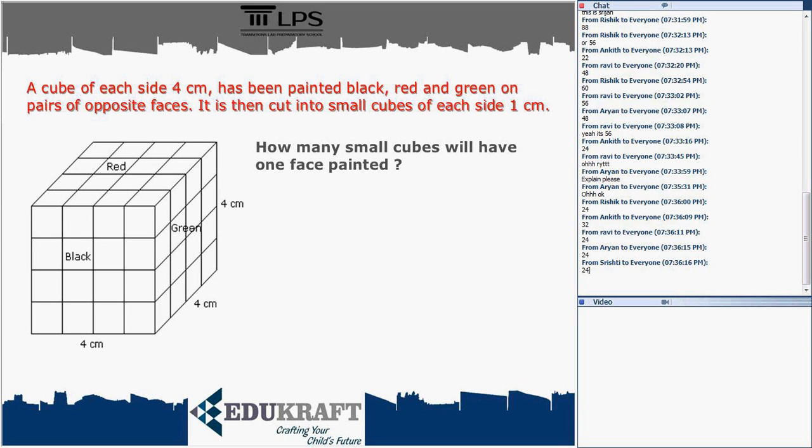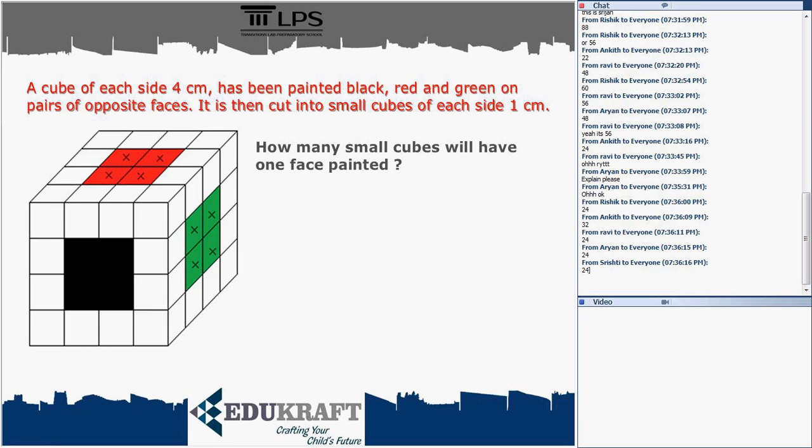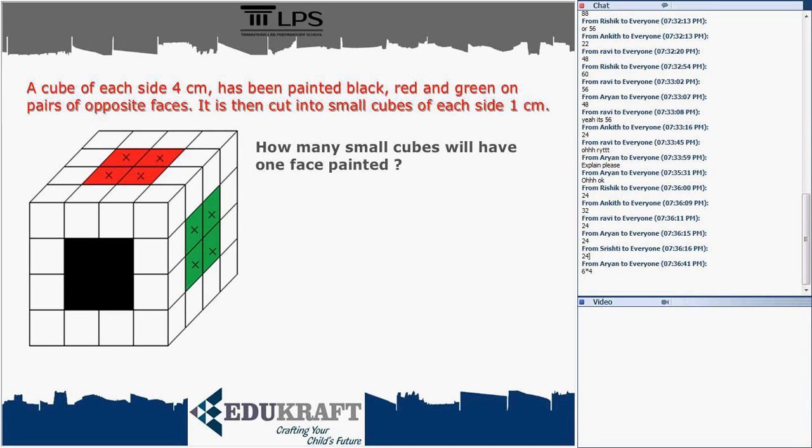A lot of correct answers. There are 4 faces painted on the front. That will be on the top. 4 faces on the left, on the right side. And the same, somebody comes up with the logic also. 6 4s are 24. Yes, sir, it is 24. Correct.